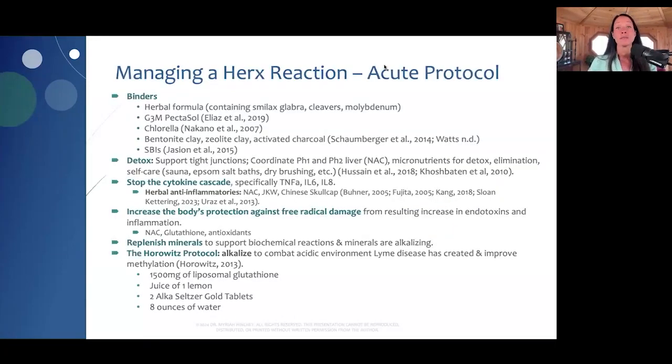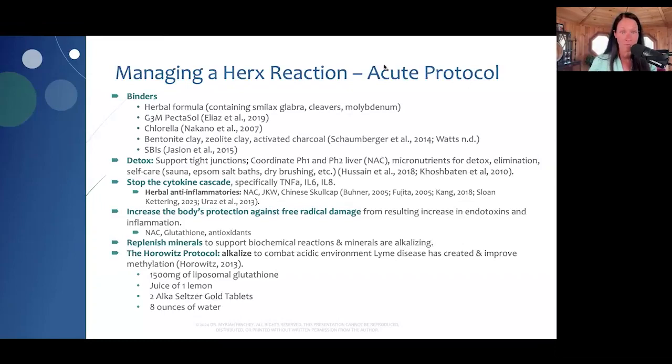Okay. So, in summary, managing a Herxheimer reaction. Binders are helpful to bind the LPS. My favorite is called Herx, actually. I'll show you a picture of that in a moment. It contains Smilax glabra, cleavers, and high levels of molybdenum. And it's a wonderful formula that helps to bind LPS, purify the blood, and convert fat soluble into water soluble toxins. Next, I love G3M Pectisol as a binder.